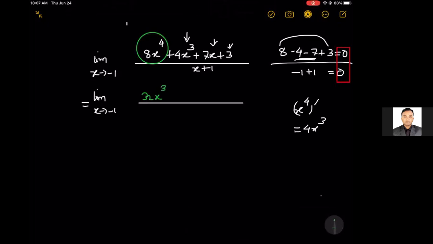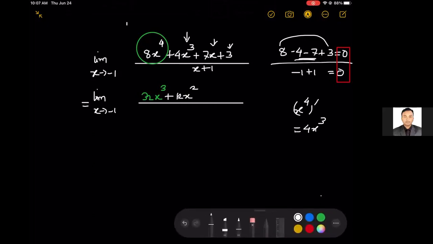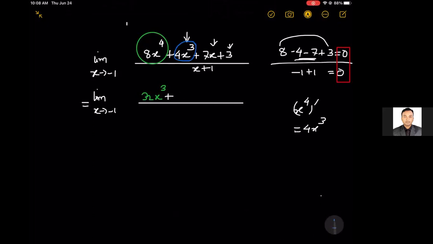Okay, what about the next one? Someone else? These are fairly easy derivatives, just using the power rule, right? What's the derivative of 4x cubed? 12x squared. Using the same procedure, it will be 12x squared. What about the next one?